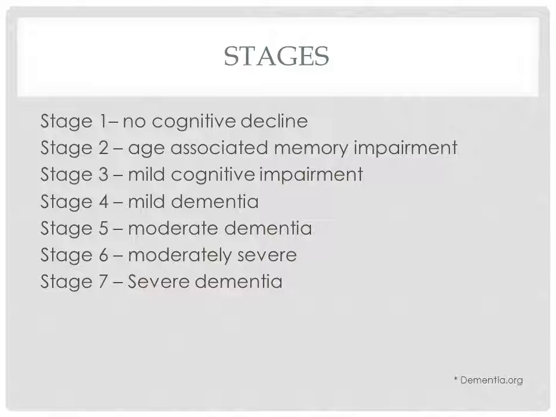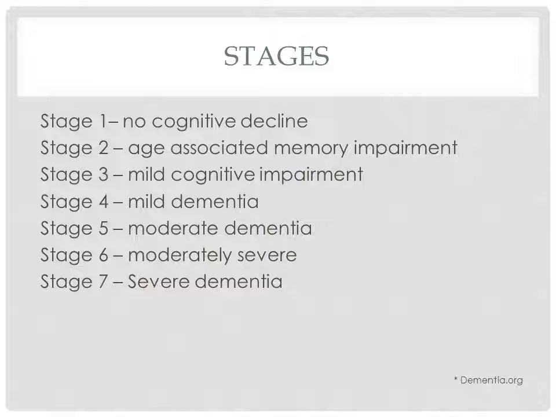Stage 5 is moderate dementia. In this stage, they need assistance in carrying out activities of daily living and have difficulty remembering close family members' names or addresses. It interferes with basic activities and requires assistance. They do not need assistance with feeding or toileting at this point and will remember who they are.